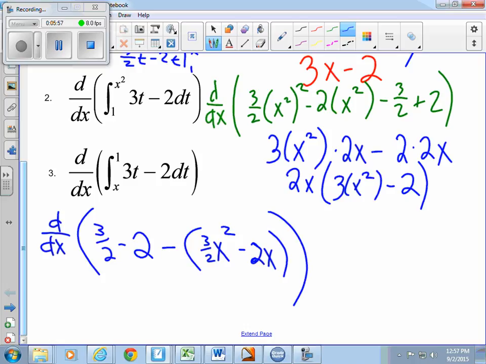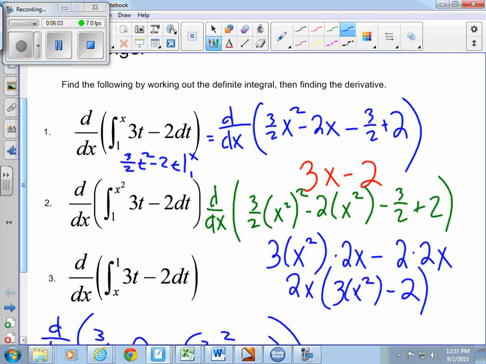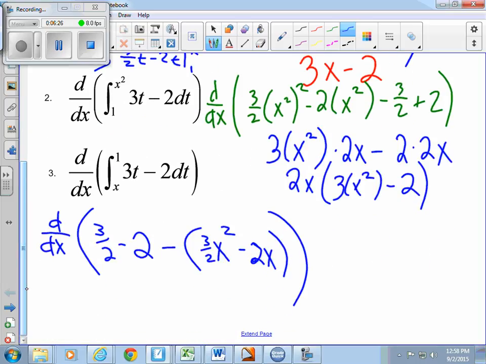No? Where'd you get 3 over 2? Antiderivative. From the very first one. These are the same function. They are? 3t minus 2. So I'm using an antiderivative. I quit writing it all the time. But it's the same. I was wondering where you're pulling it out from. It's just right there. This one. That antiderivative the whole time. Except this time I'm evaluating it from x to 1 instead. So I just plug in the 1 first and then the x.